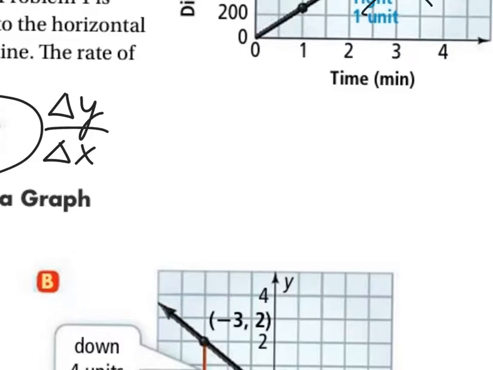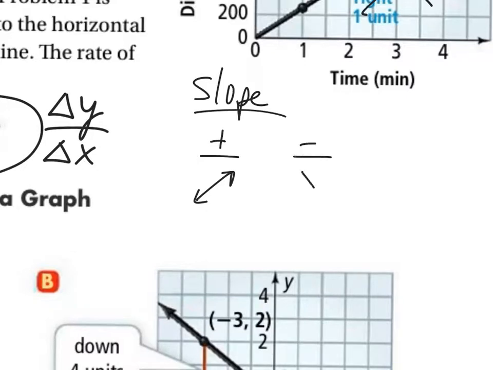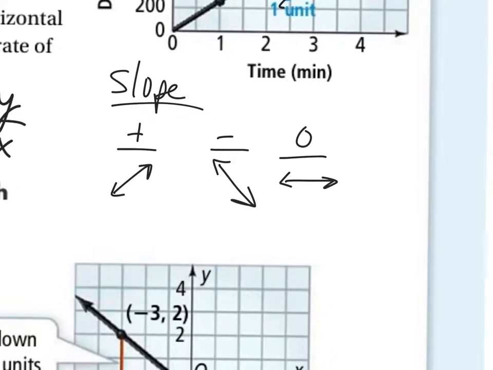When we do these problems, depending what our slope is, our graph's going to look different. So a positive slope, our line would go this way. Negative slope, line would go this way. If our slope is 0, we're just going to get a horizontal line. And one more option is if we have an undefined slope.